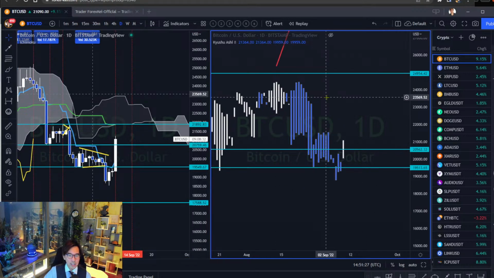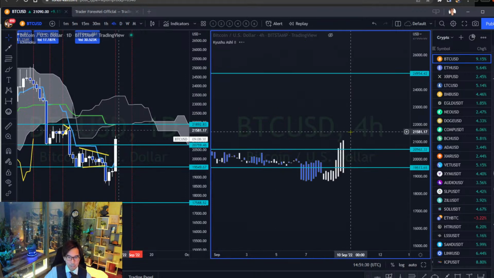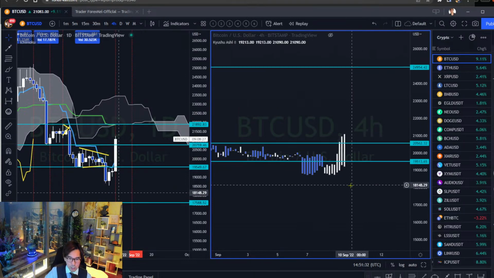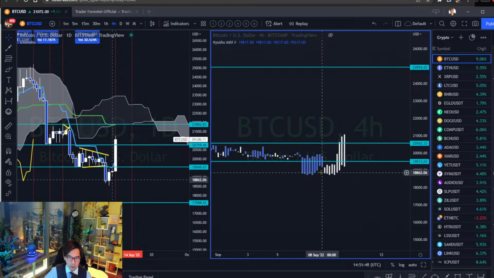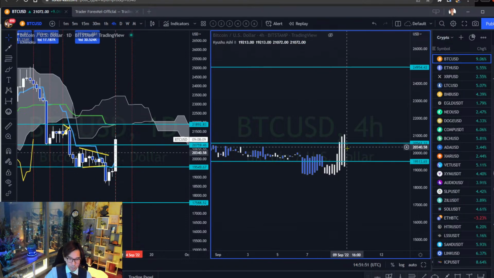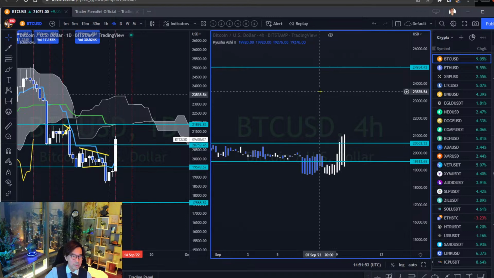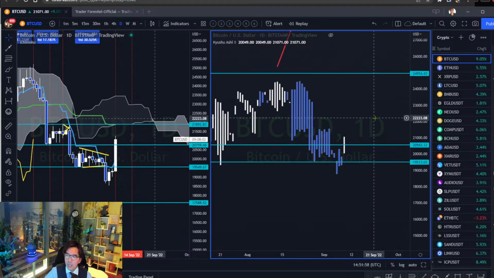We can also look at the 4-hour Kyushu Ashi. The 4-hour Kyushu Ashi has been bullish since 4 a.m. UTC yesterday, the 8th of September, when Kyushu Ashi formed bullish. So this was a sign that the market turned from bearish to bullish in the 4-hour. Yeah, so that's the analysis for Bitcoin.